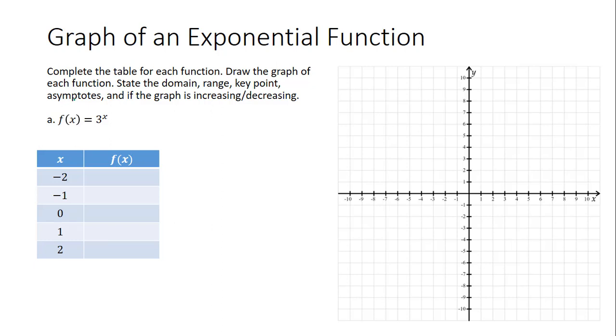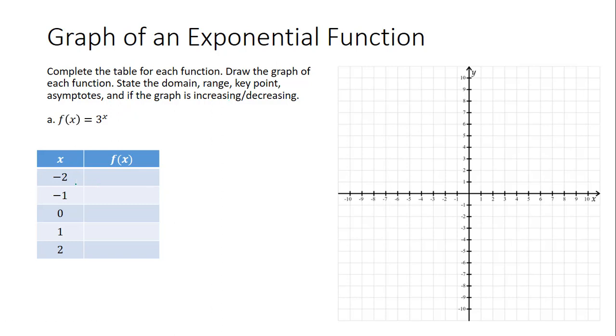In this video, I will explore the graph of a basic exponential function and a couple of other graphs that result from transformations of that graph. So we have the function f of x equals 3 to the x, and we want to complete the table for the function, draw the graph of the function, and state the domain, range, key point, asymptotes, and if the graph is increasing or decreasing.